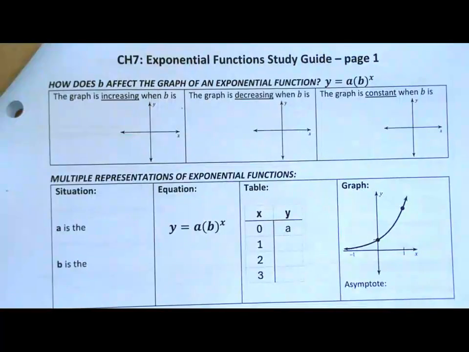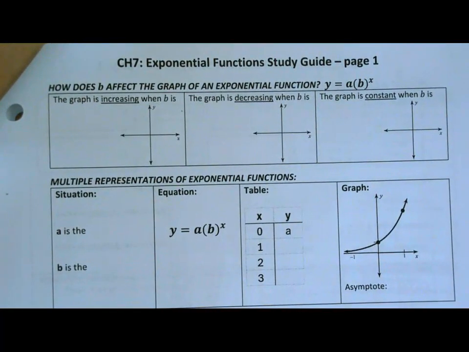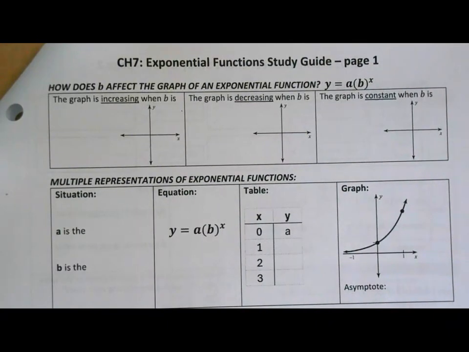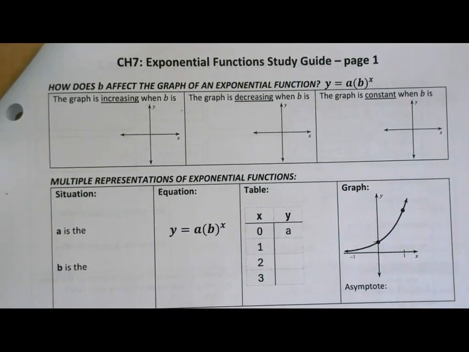Hey, flip over onto the back page. I made a little study guide. This is going to have all of our key information. This is actually the second to last page. Our big key information today is, how can we look at a graph and tell whether it's increasing or decreasing or constant?